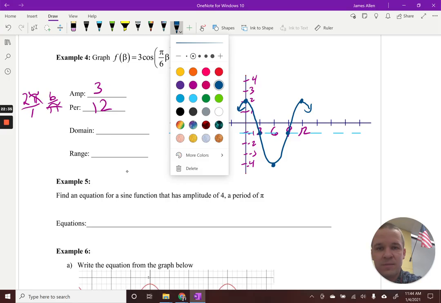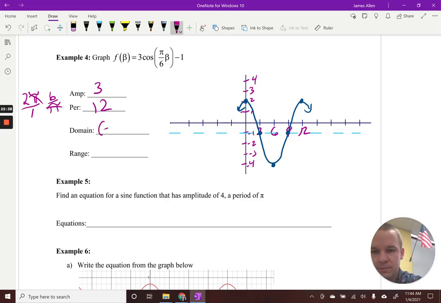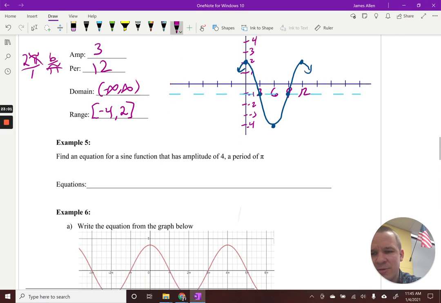Again, negative infinity to positive infinity. And then we have our range. This time it's a little different. It's going from negative 4 up to positive 2. Lovely. Awesome. I think we're just loving this here. All right, so let's go to this next question.